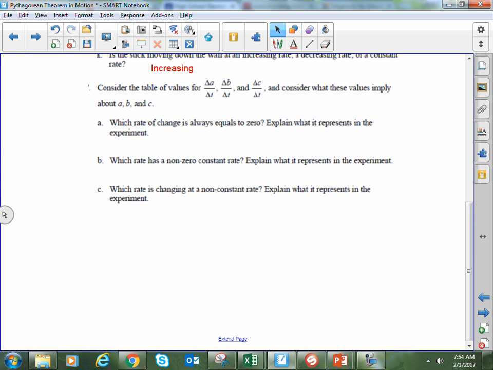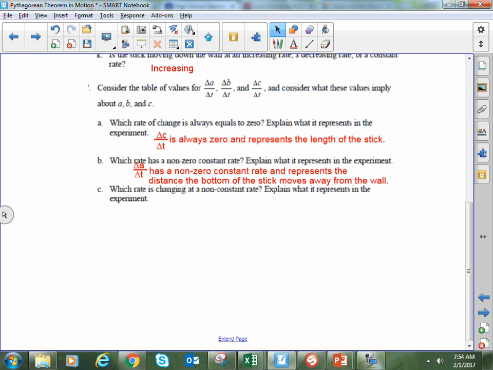So take a look here. These are, I think, the last questions that we have. Which rate of change always equals 0? Well, the rate of change that always equals 0 in this case was delta C and delta T, because the stick didn't change, and so there isn't any rate of change, because the stick is always 13 centimeters long. Which rate has a non-zero constant rate? Well, the constant rate in this case would be delta A and delta T, where it was increasing at a rate of 1 centimeter for every 10 seconds.